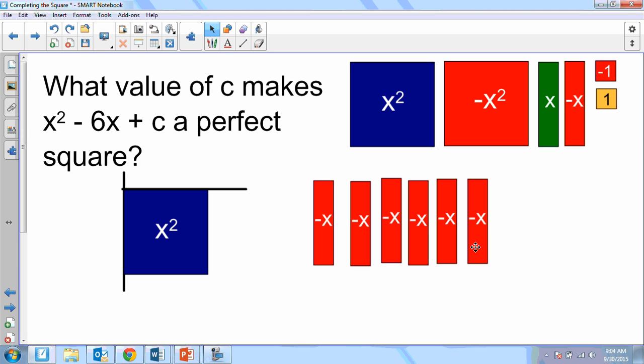In order to find it on one side, we want our x squared to be on one corner and everything building off to the right or below.